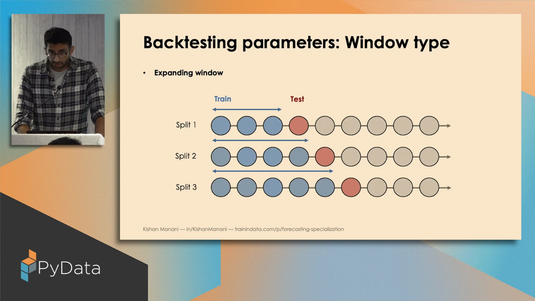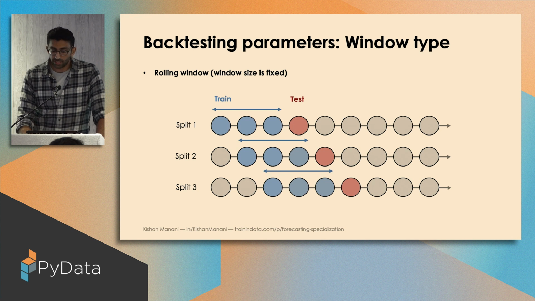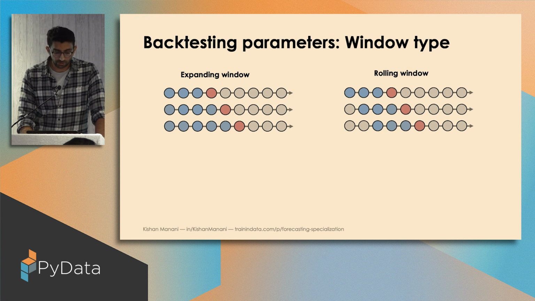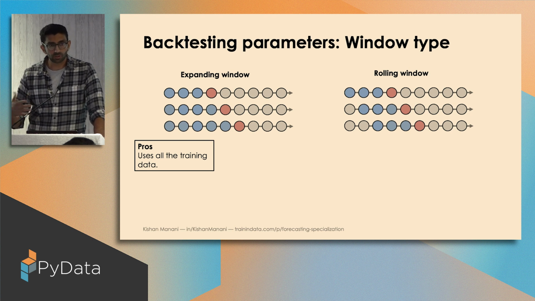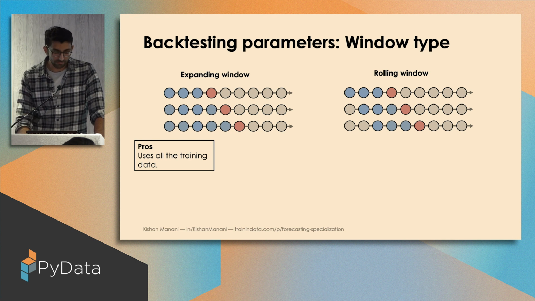So one of the parameters I discussed earlier is the window type. And so in most textbook examples of backtesting, you'll just see an expanding window as you go through each split. An alternative is to use a rolling window where you keep that window size fixed. So what are the pros and cons of these approaches? Well, with the expanding window, you're using all of your training data, which is nice. It will reflect what will happen in practice if you are going to retrain on your entire data set as you go forward in time in production.